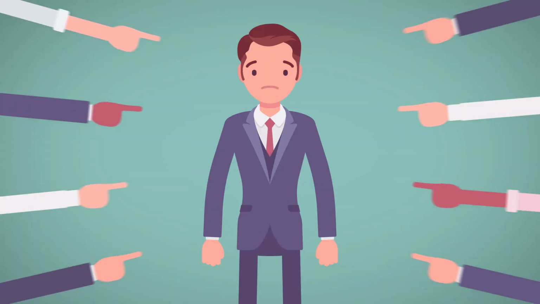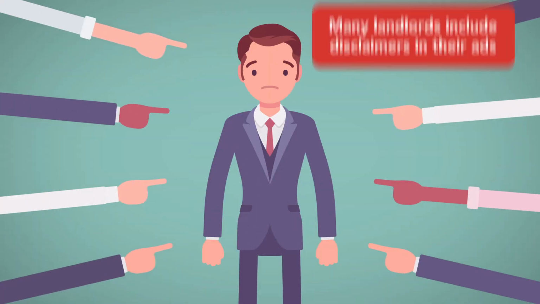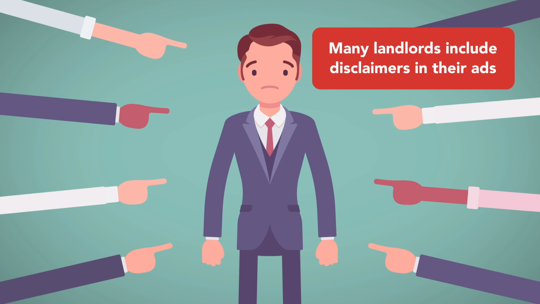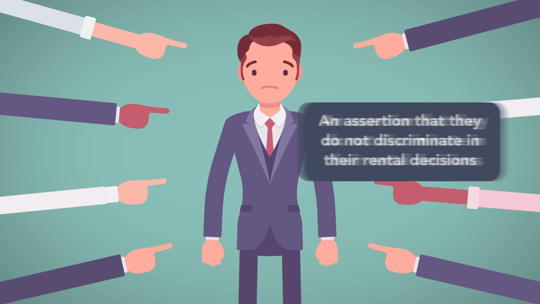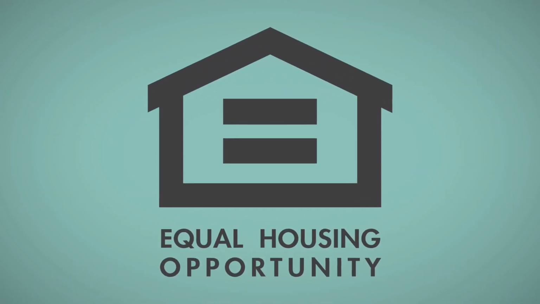To avoid accusations of discriminatory advertising, many landlords include disclaimers in their ads. For example, they may add a statement that they rent according to the FHA, an assertion that they do not discriminate in their rental decisions, or an image of the fair housing logo.